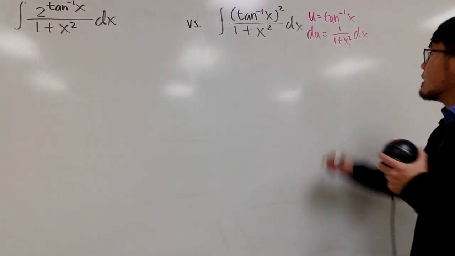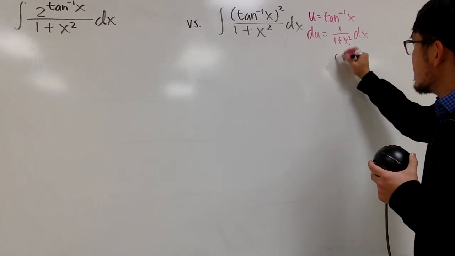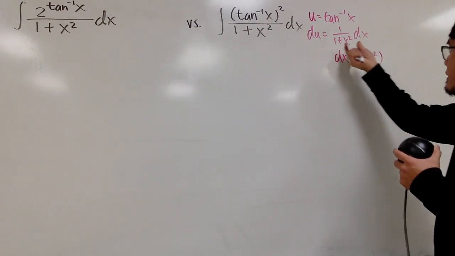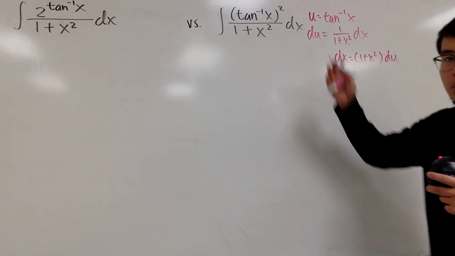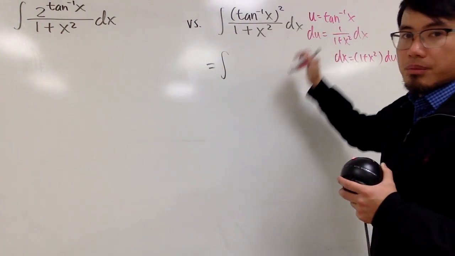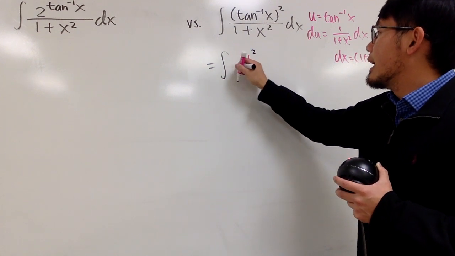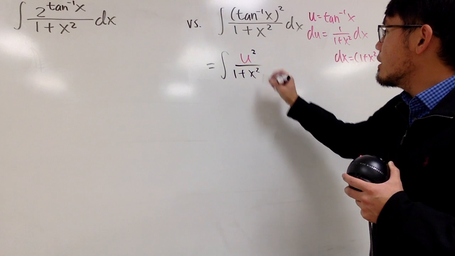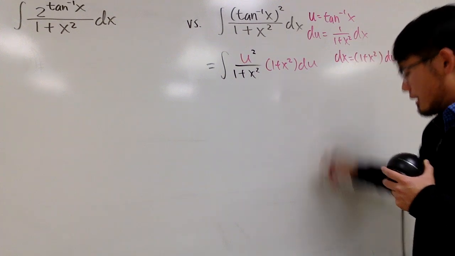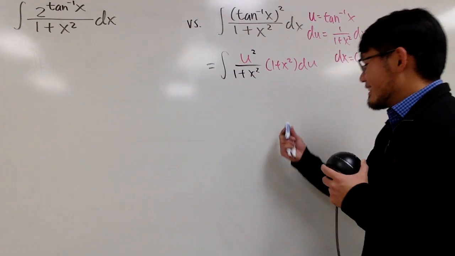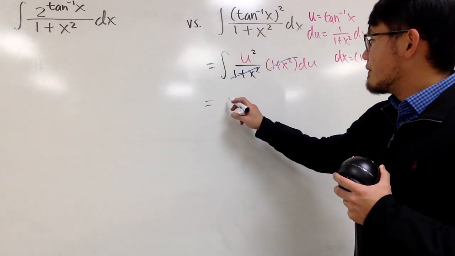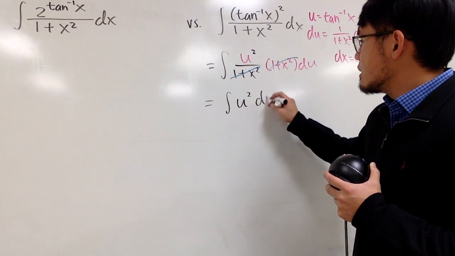If you want to see a cancellation, just go ahead and multiply this on both sides. So you can get dx being 1 plus x squared times du. So you can take this to the u world and you get the integral. This is the u, so on the top is just u squared and the bottom is 1 plus x squared. But the dx is this, which is 1 plus x squared du. And as I told you, it works. This and that cancel out very nicely. So you're just having the integral of u squared du.